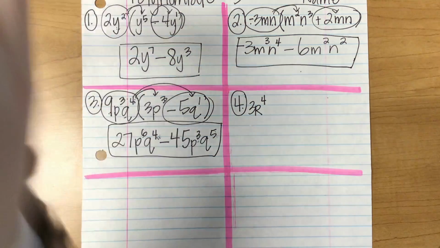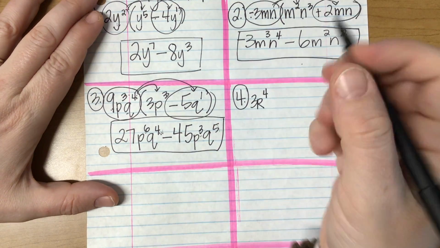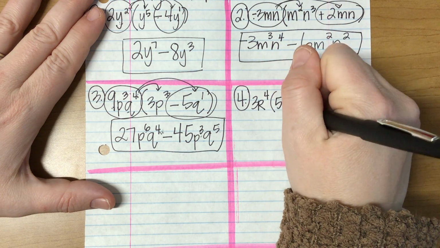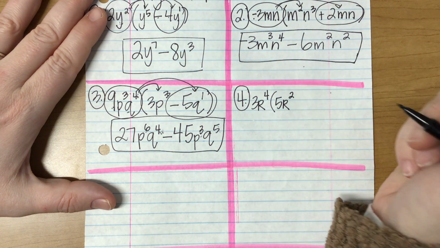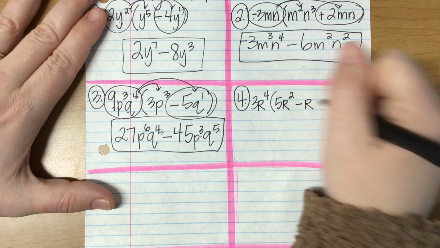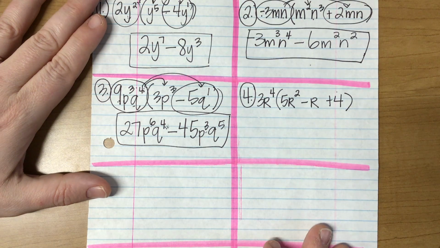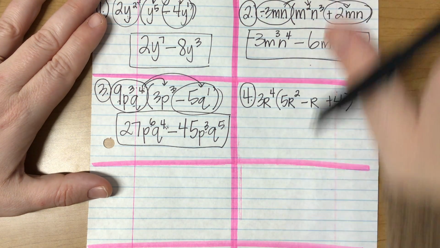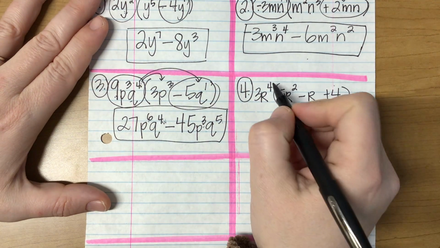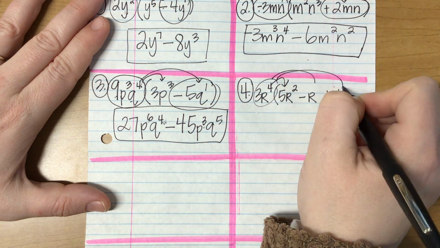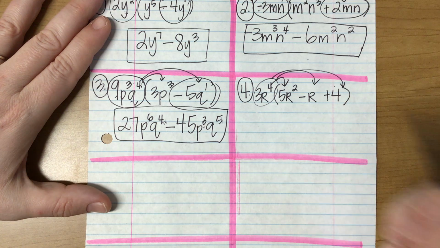Where's my pen? There it is. All right, number 4: 3r to the 4th times 5r squared minus r plus 4. So you're still, it's a trinomial. Distribute, but to all three of them.